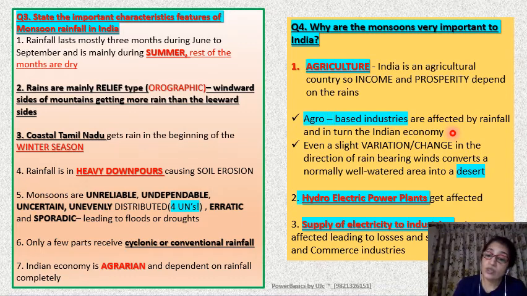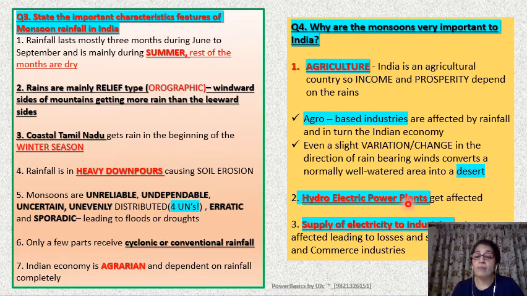What are agro-based industries? For example, clothes, cotton is based on agriculture. It's grown by the farmers, and then cotton yarn, and then clothes, jute. So many things are agro-based. They need agricultural-based products to make their industries happen. I think the eco students will understand this much better. Even a slight variation or change in the direction of rain-bearing winds converts a normally well-watered area into a desert. So if these monsoon winds decide to change their course, no rain, gone, finished.